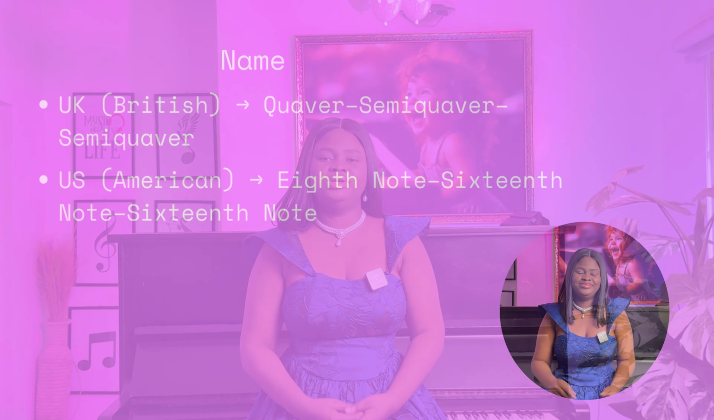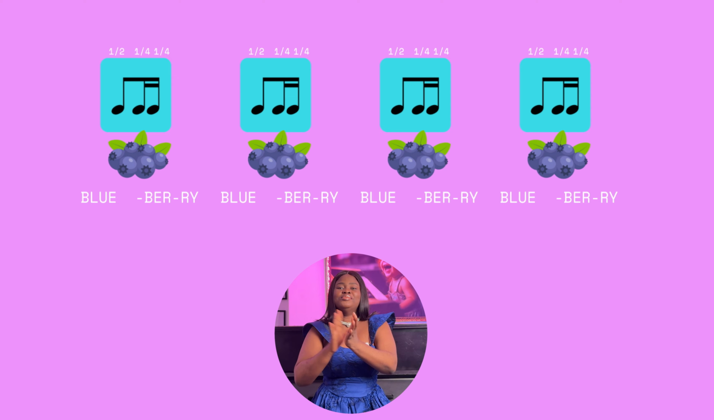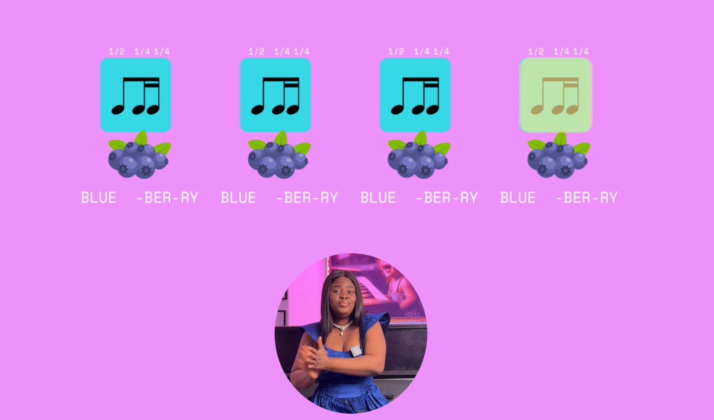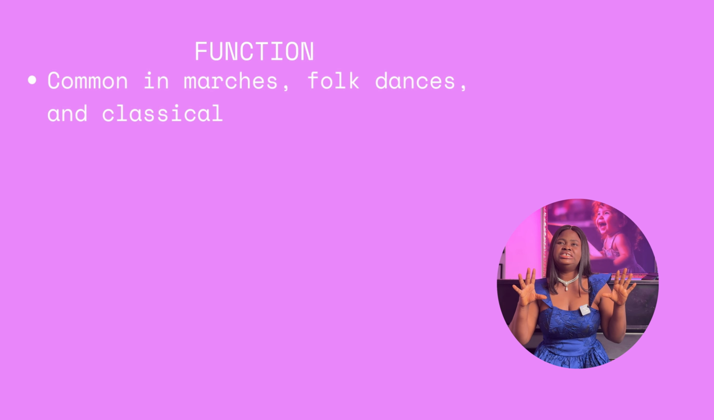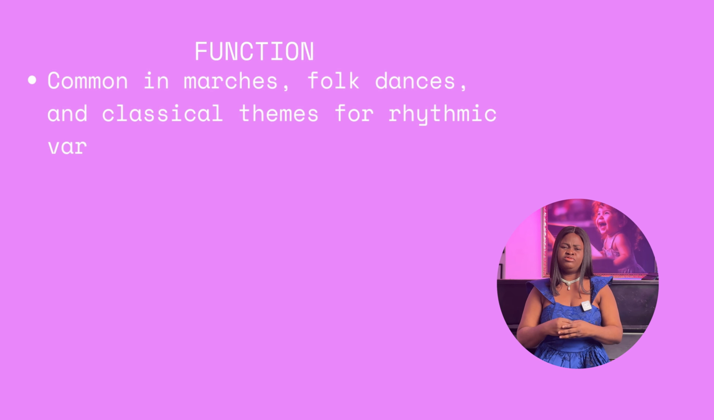That's simple. I'm going to be using fruits to explain how this beat sounds, just so you understand it better. And the fruit we're going to be using is blueberry. Long, short. So this is how it's going to sound. Blueberry, blueberry, blueberry, blueberry. Very simple. The quaver and 2 semiquaver pattern is often common in marches, folk dance, and classical themes for rhythmic variety, and is often described as a long, short beat.